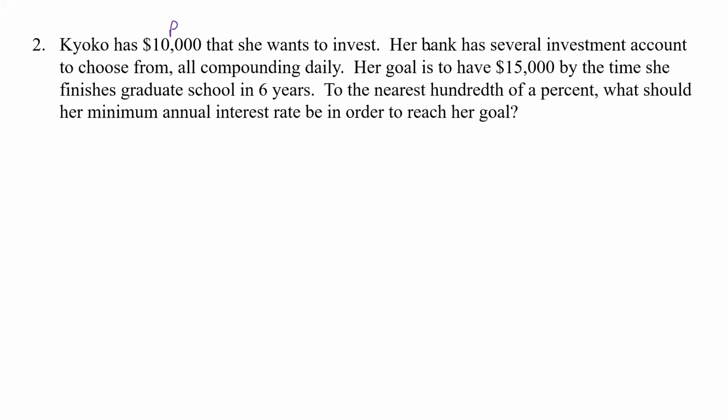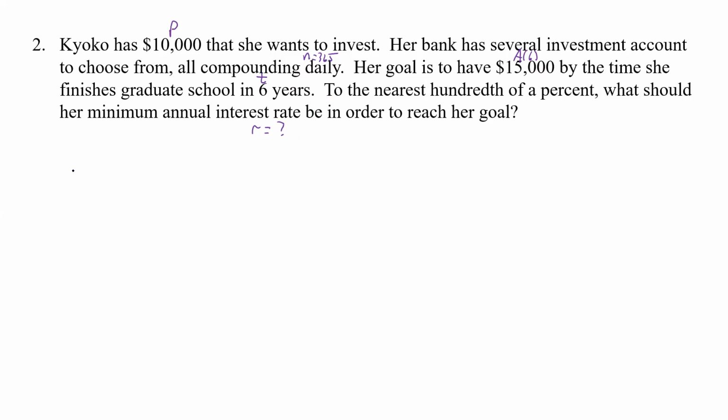Her goal is 15,000, so that's A of, and that's in 6 years, so A of 6 is equal to this. This is our T. Compounding daily, that's going to be our N is equal to 365. And what we want to know is what will the interest rate be? Okay, so now if we wanted to write all that down, we could, but I kind of wrote it in here. And now what we're going to do is write out our function here.